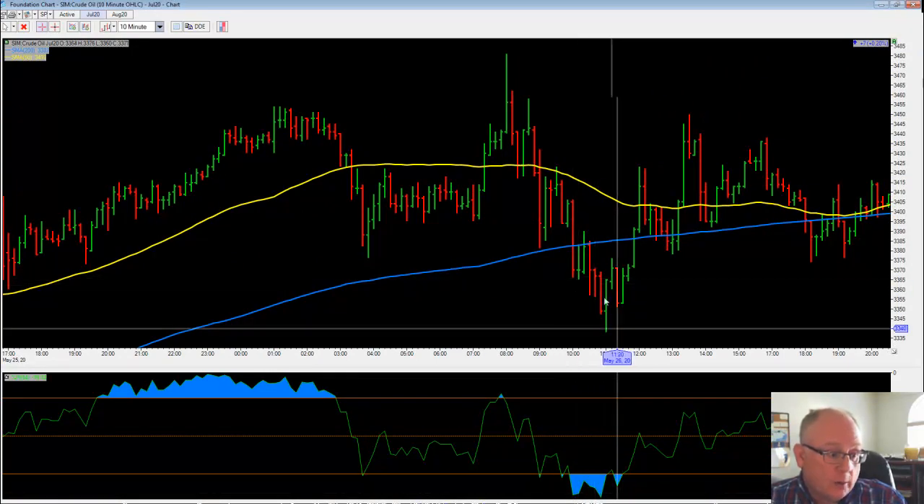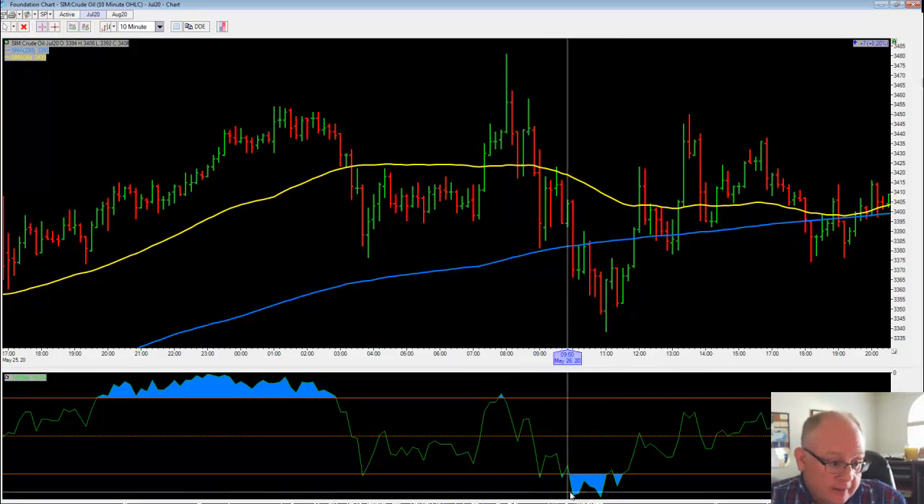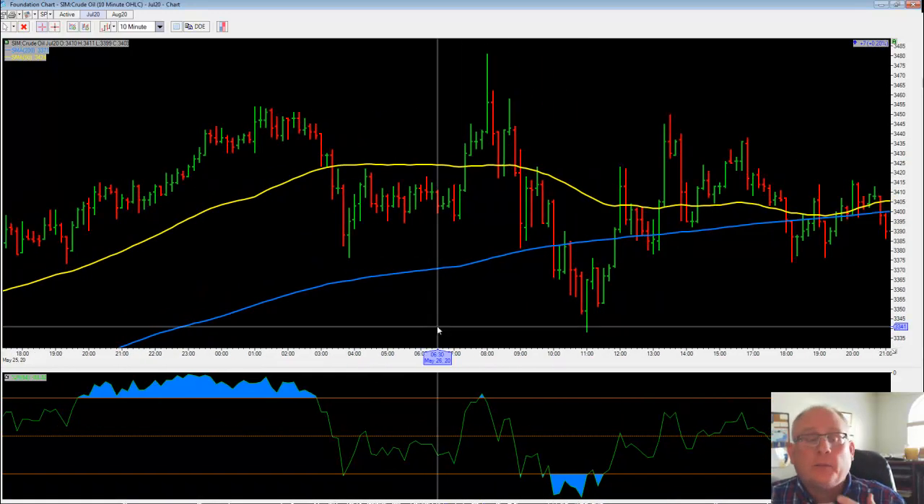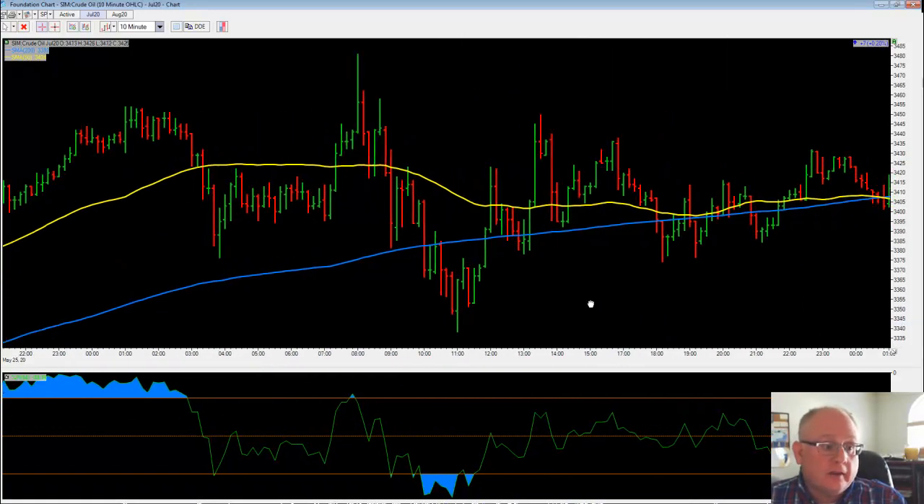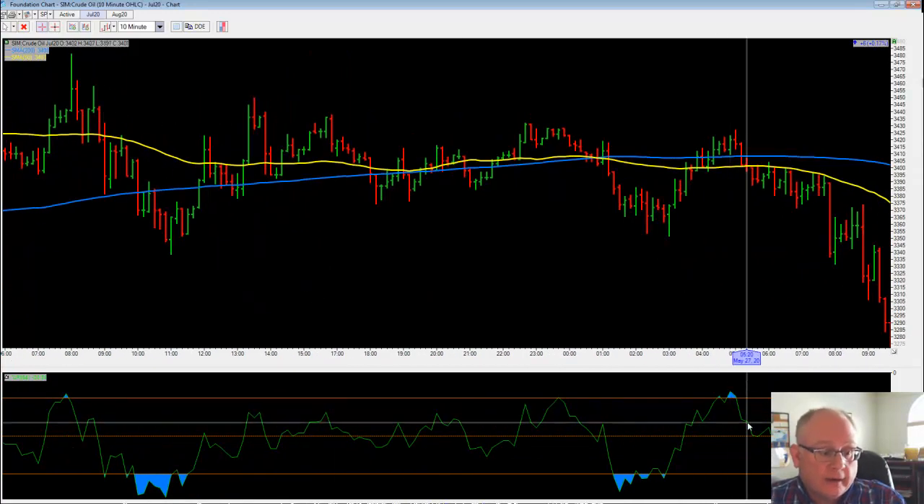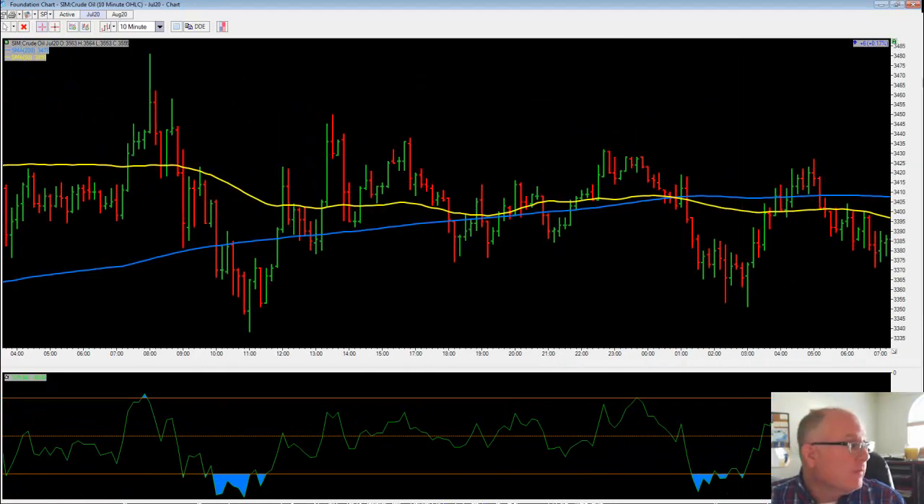Here's a low setup right there, and this is making a lower low, and then the market goes up. So just because it's down below, what I'm getting at is nothing is perfect, and the oscillator by itself doesn't really help you. So for instance, here's a nice little setup right here. Let's look at this one.